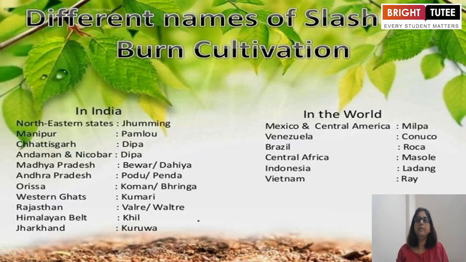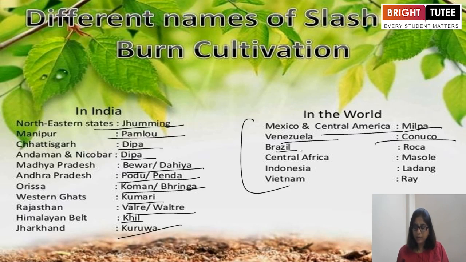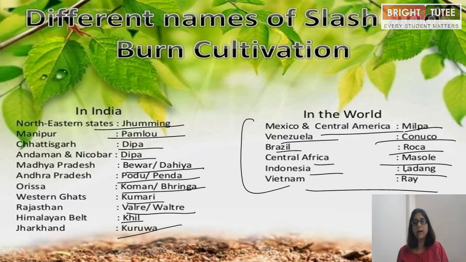Now there are different names of slash and burn cultivation. In India: northeastern states, Jhuming; Manipur, Pamlo; Chhattisgarh, Deepa; Andaman Nicobar, again Deepa; Madhya Pradesh, Bewar, Daya; Andhra Pradesh, Podu and Penda; Orissa, Kuman, Bringa; Kumari, Western Ghats; Rajasthan, Valre, Valture; Himalayan belt, Khil; Jharkhand, Purua. In the world: Mexico and Central America, milpa; Peninsula, Punoco; Brazil, roca; Central Africa, mazole; Indonesia, ladang; and Vietnam, ray.